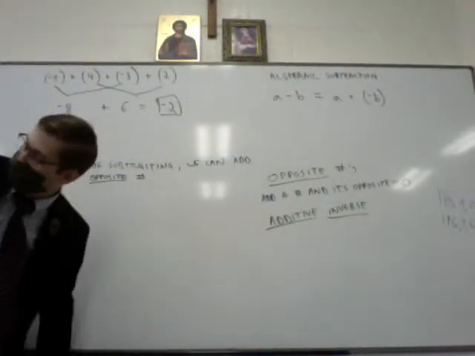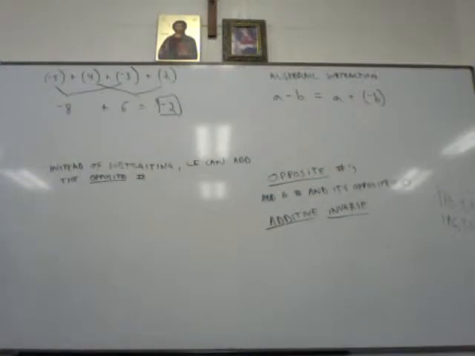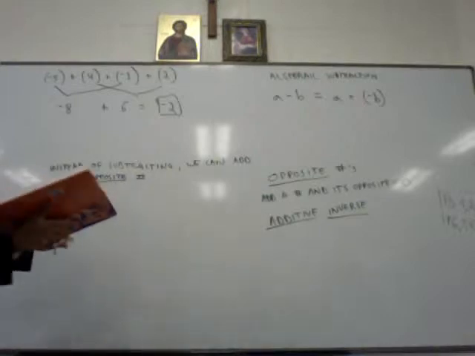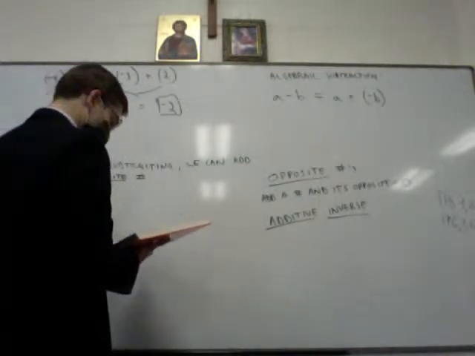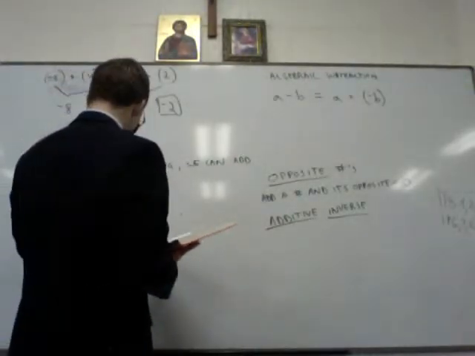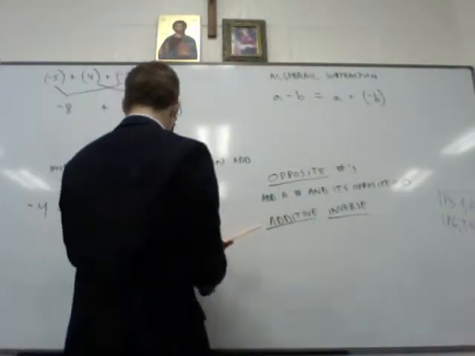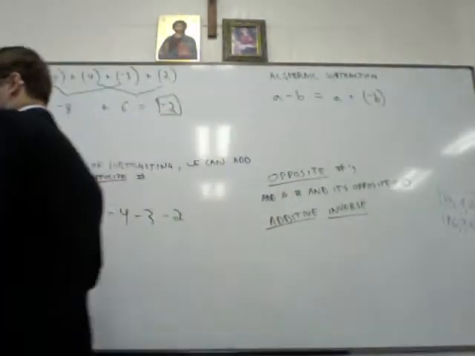So let's just take a look at page 31, one of the examples on there. This is example 6.5, down the bottom of page 31. We've got -4 minus 3 plus 2 minus 4 minus 3 minus 2.